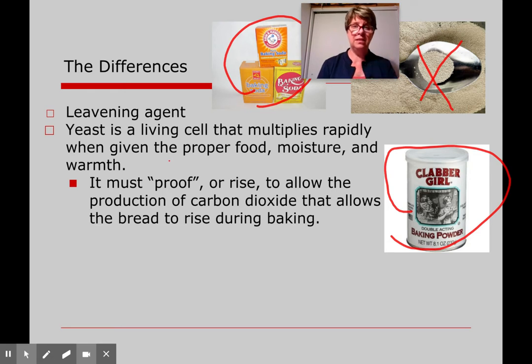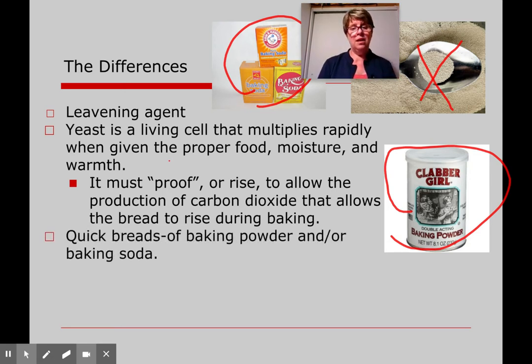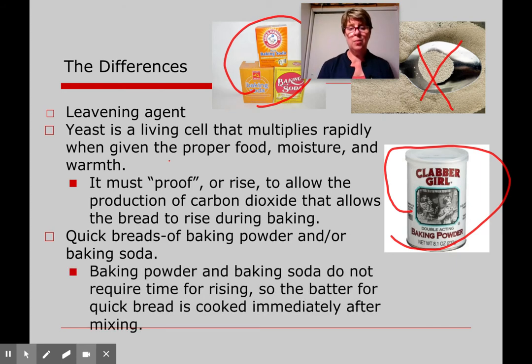So it emits gas. However, quick breads use baking soda or baking powder to do the same thing, but they don't have to proof, they don't have to rise. It's quick. So baking powder and baking soda do not require time for rising. So the batter for quick bread is cooked immediately right after mixing. Kind of cool.